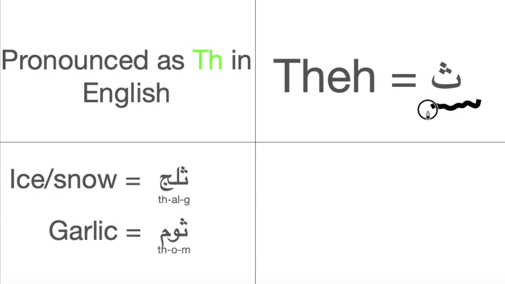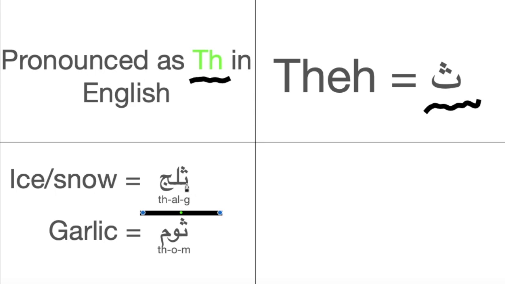Th, pronounced as TH in English. The two words we have here are thelg. Thelg means ice or snow. In Arabic, you can call snow thelg or ice thelg.